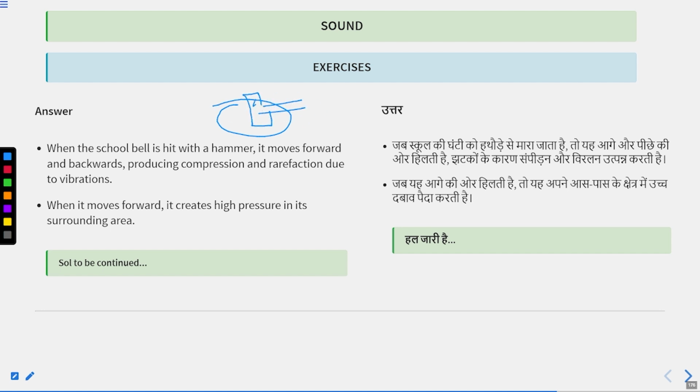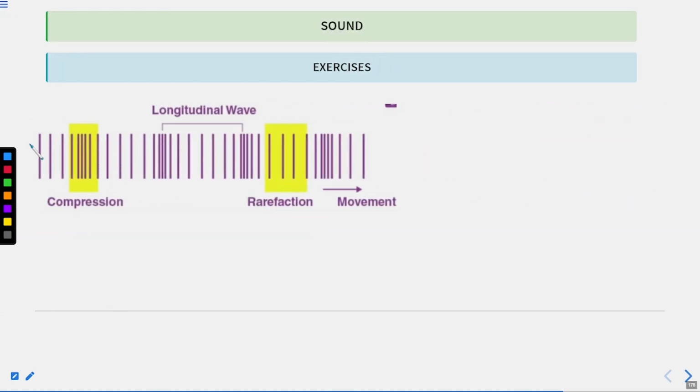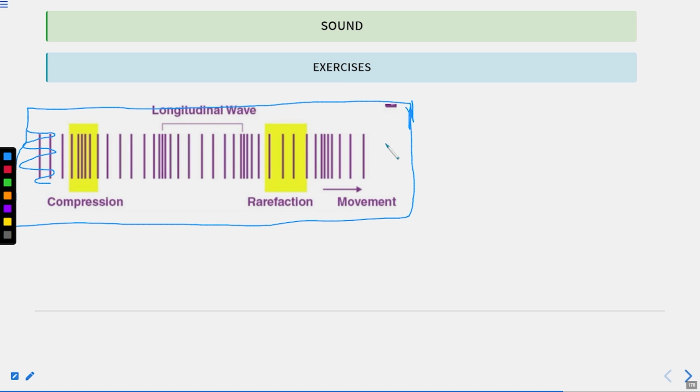hit with a hammer, it moves forward and backward, and this school bell, which is a large metallic disc, will start vibrating and it will produce a compression and rarefaction region in the medium. Okay, so the compression region will have high pressure and the rarefaction region will have low pressure. The high pressure region is known as compression, and when the vibration is moved backward, then it will create a low pressure region in the surrounding, and this region is called the rarefaction, and this is the diagram. An object is vibrating and creating a series of compression and rarefaction regions in the medium, and that's how sound wave propagates. So in this question, we have to draw this diagram. Clear, class? Now we will move to next question.